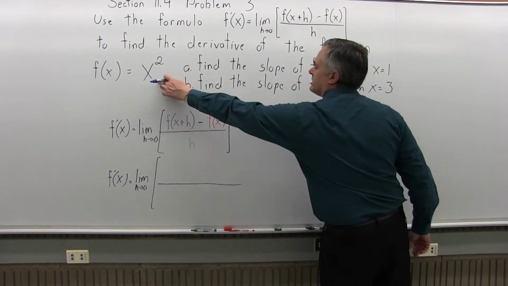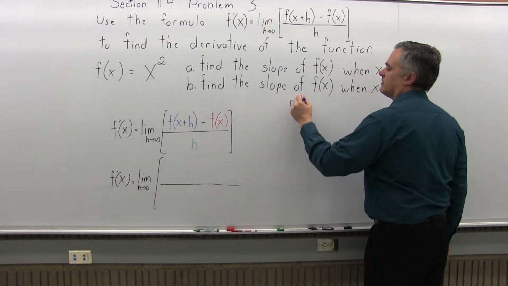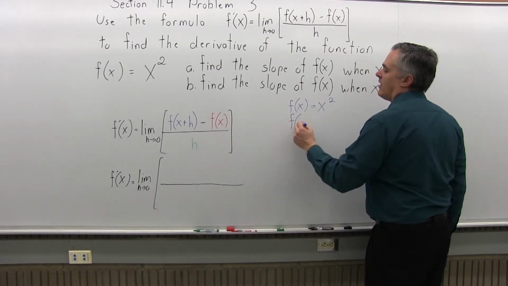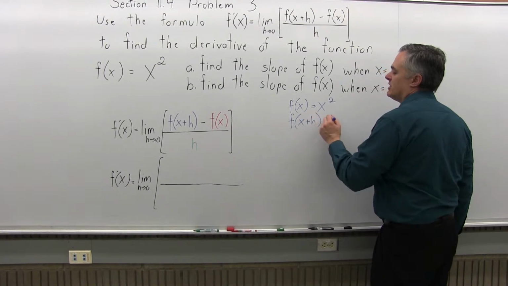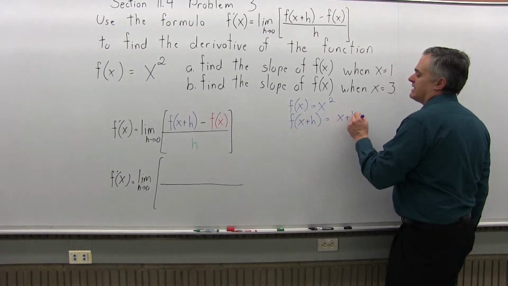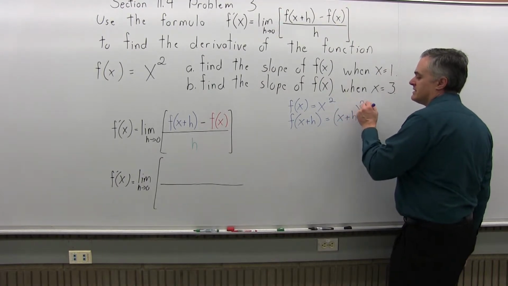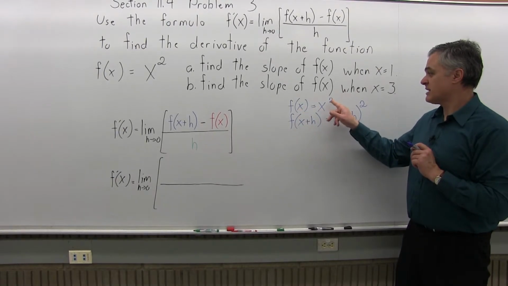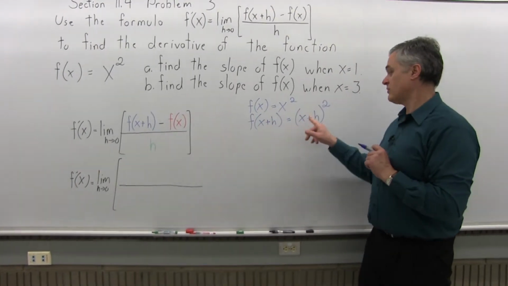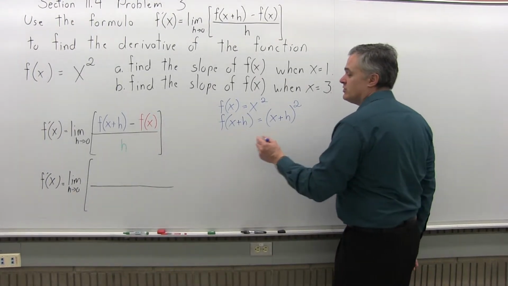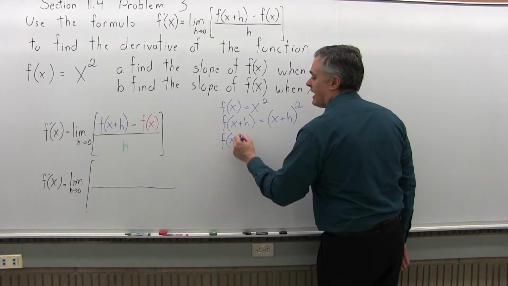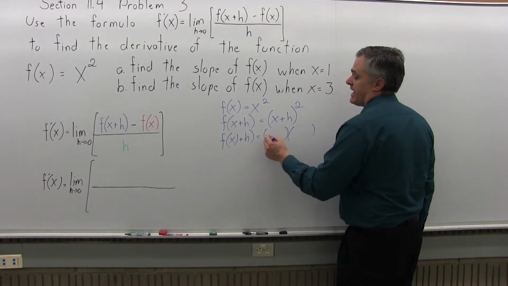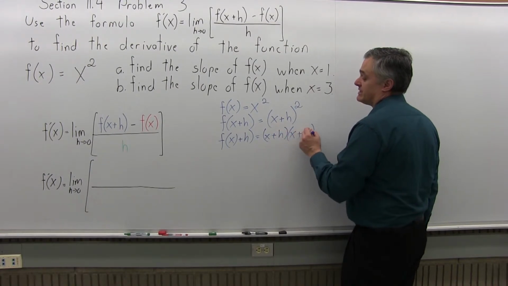So from the question, f of x is x squared. So let me write that in blue. F of x equals x squared. So f of x plus h equals x plus h, parentheses, second power. So the function says whatever the input is, raise it to the second power. So when my input is x plus h, I will raise it to the second power. So to do that, f of x plus h equals, the x plus h second power is x plus h times x plus h.